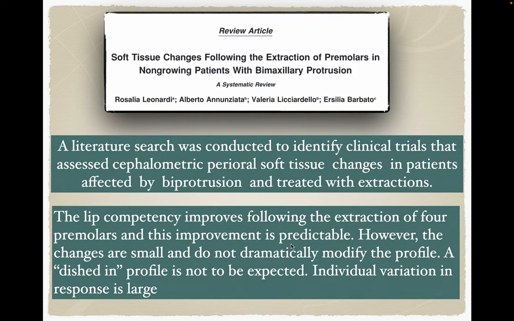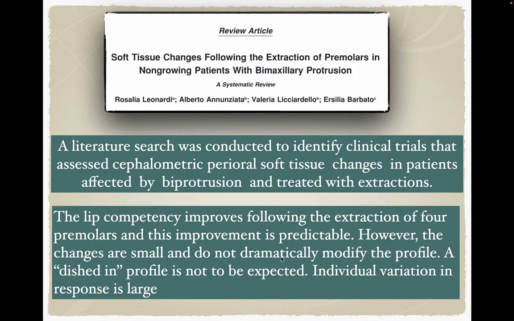The lip competency improved following the extraction of the 4 premolars, and the improvement is predictable. So definitely the patient will have competent lips. However, the changes are small and they don't detrimentally modify the patient's profile. A dished-in profile is not expected. Individual variation in response, however, is large.